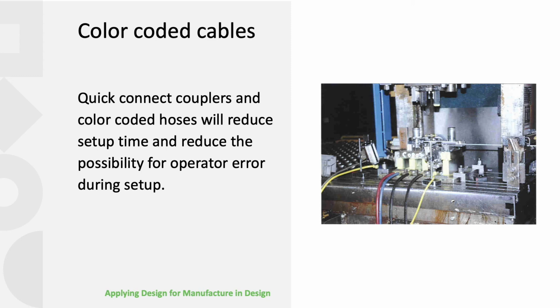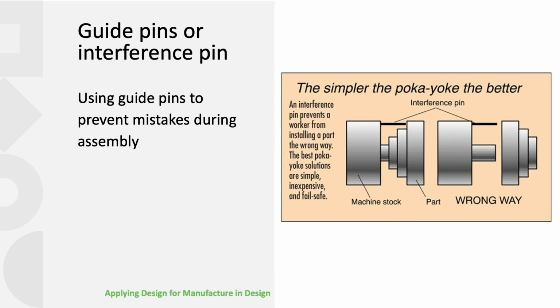Common examples in manufacturing would be to use color-coded cables to make sure that there will be no wrong connection when there are times you need to prepare or set up your equipment. You can also use guide pins, or what we call interference pins, so that when you put two parts together, or when you try to put a mold together, there's no way to get it wrong or put it together the wrong way.